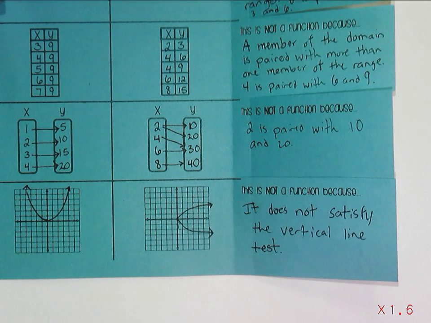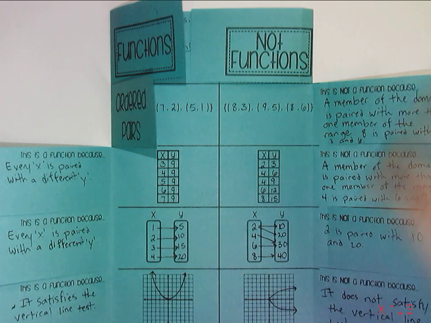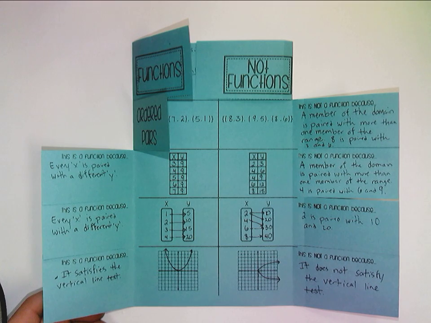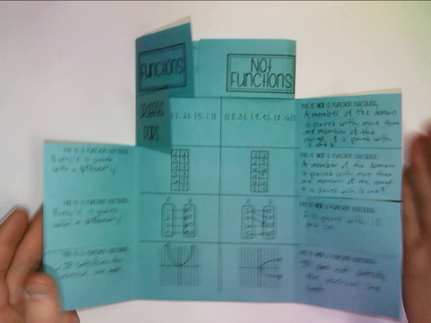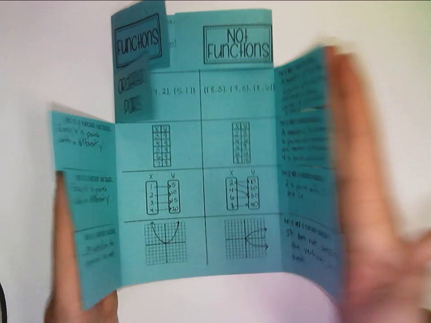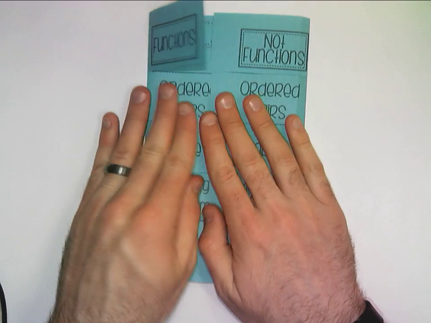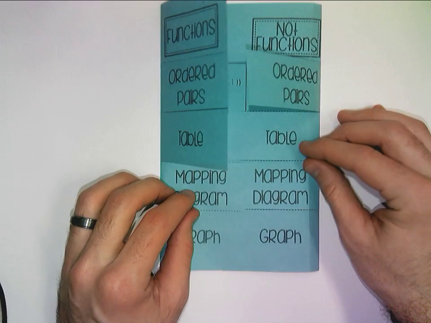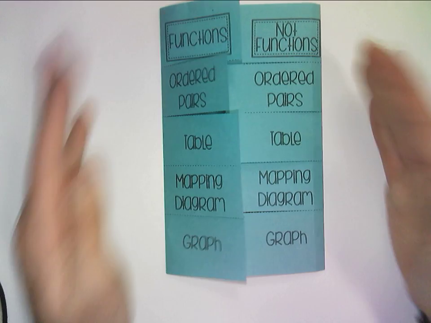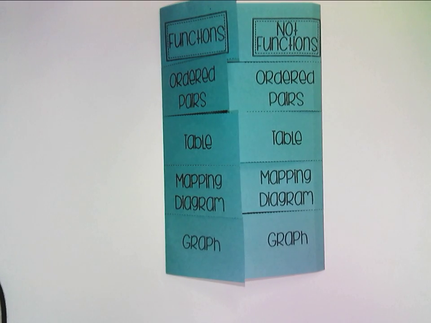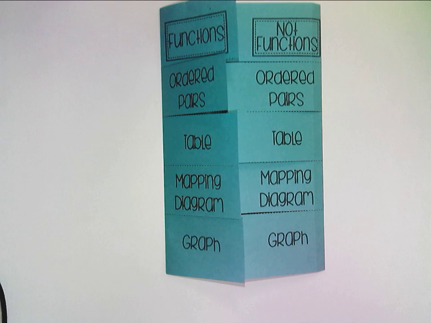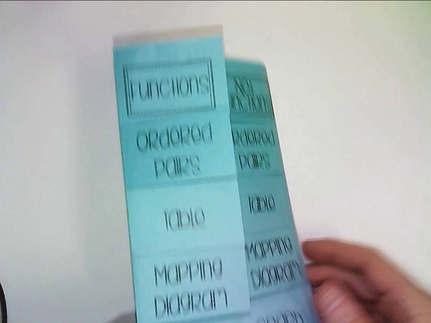So this is just a quick representation of the different ways that we can see functions and determine whether or not they are functions. Make sure that this gets put into your notebook so that you can refer to it whenever you're working with functions. Now what we're going to do is switch over to our other foldable, and that's on representing functions, actually writing the rules from tables and graphs.